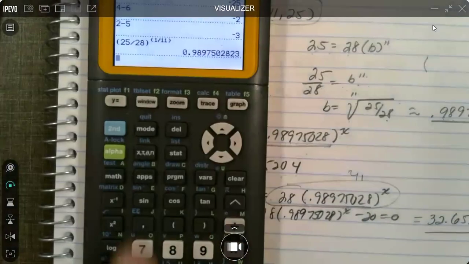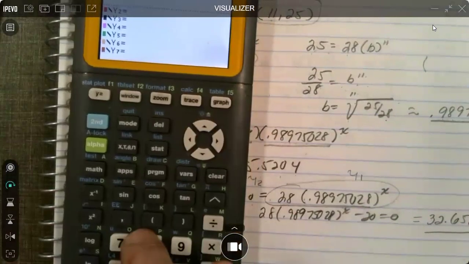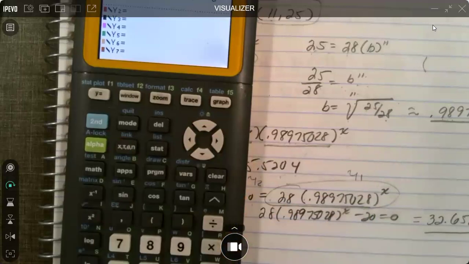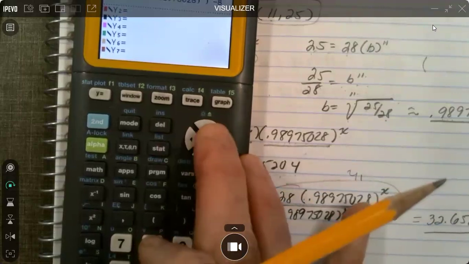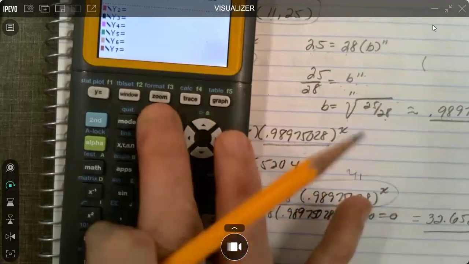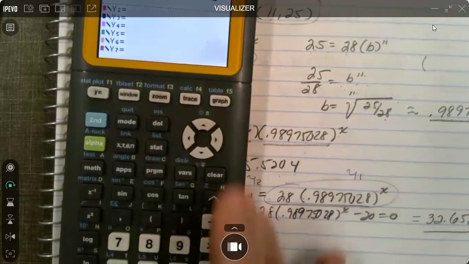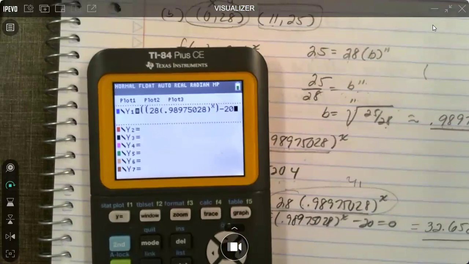So I'm going to type in y equals, clear that out. I'm going to type in 28 parentheses 0.989750028, right? Caret to the x power. And delete some other stuff here, I think. My calculator doesn't want to cooperate. Delete. Delete. I think I'm okay. And then minus 20, though. So there it is right there. We have an extra set of parentheses, but it's okay.